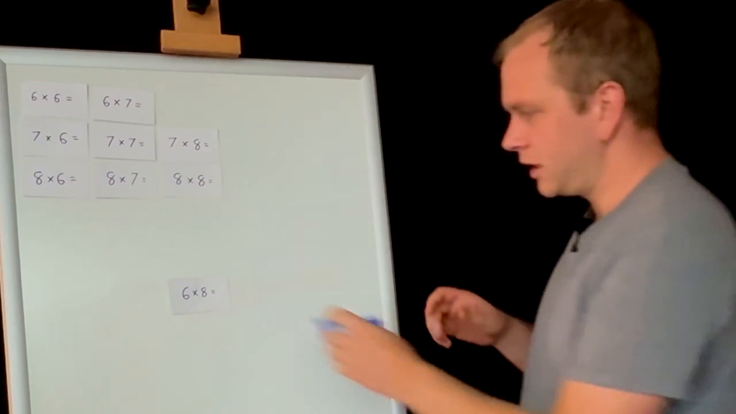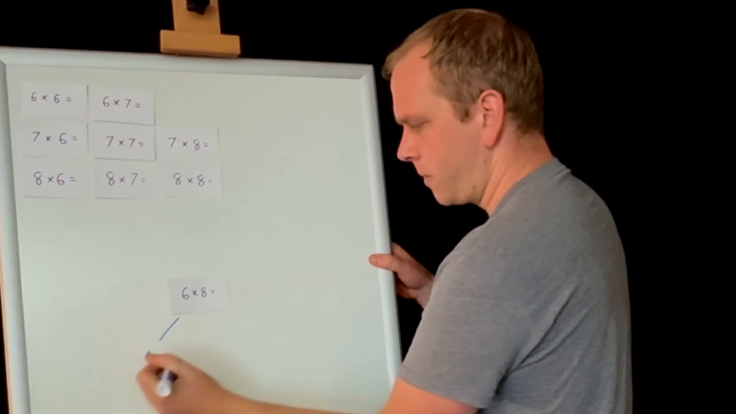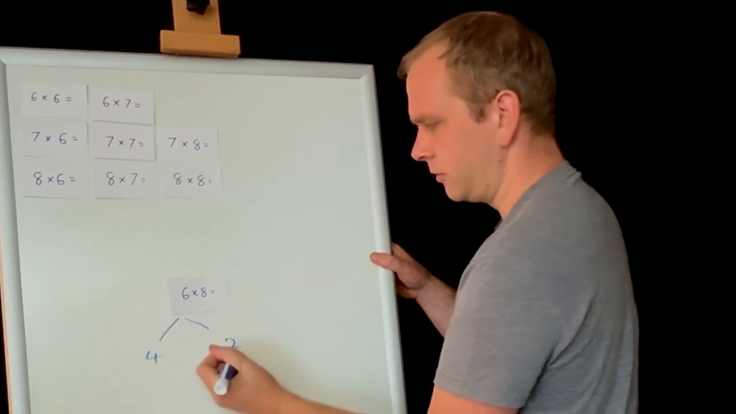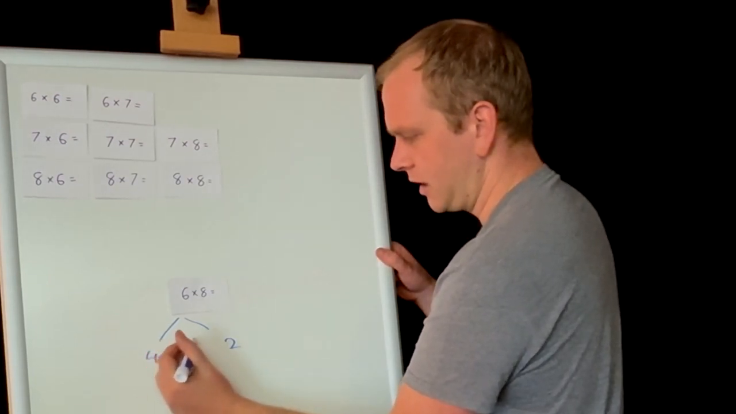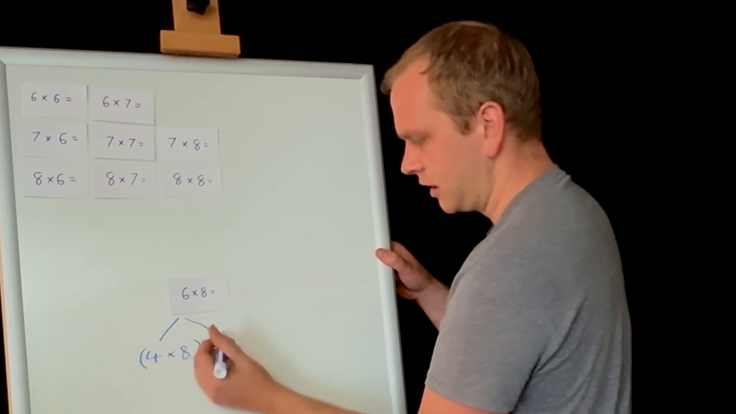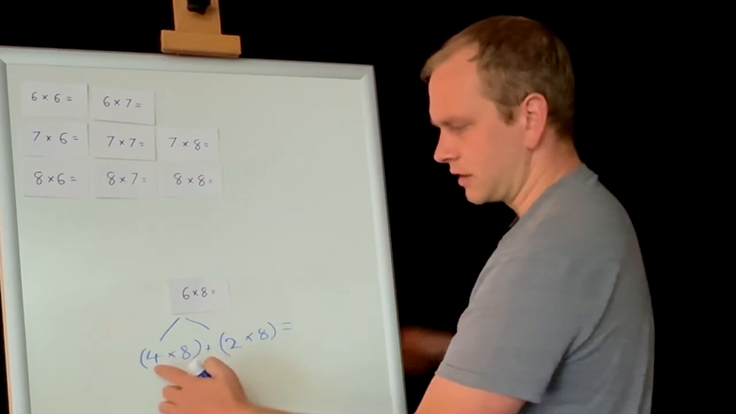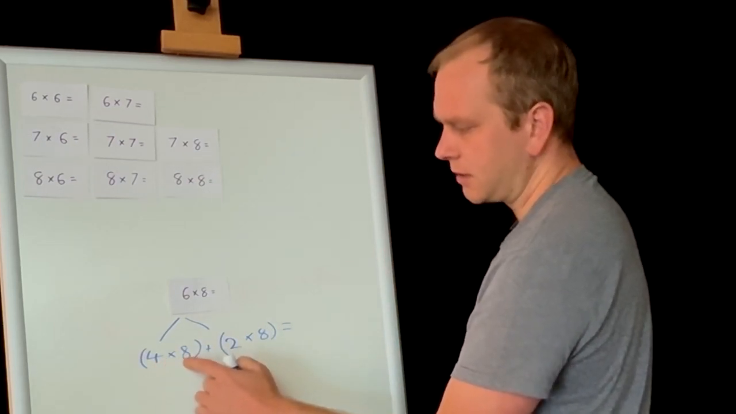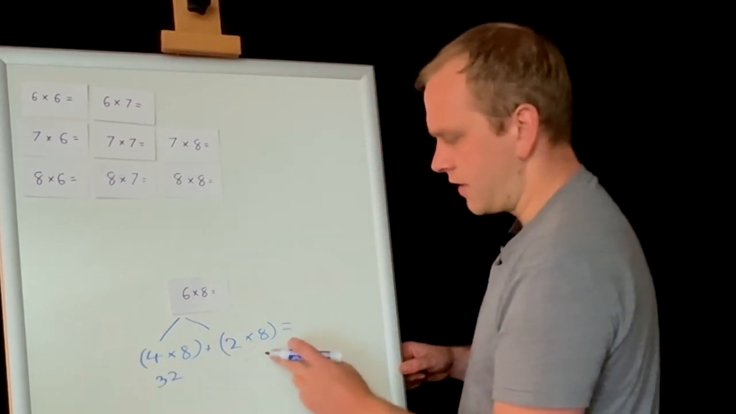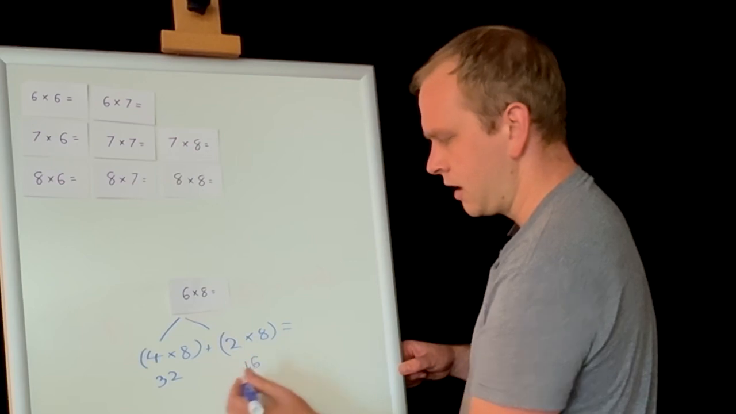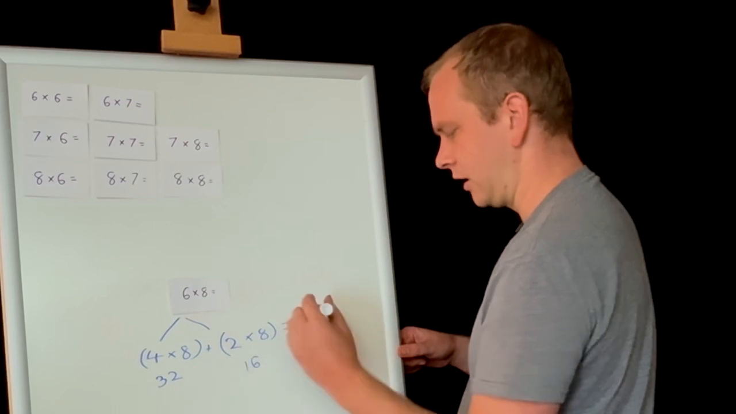All right, let's pick a different one. Let's do 6 times 8. I'm going to choose to split up my 6 into a 4 and a 2. Again using the distributive property, I'm going to go 4 times 8, put that in brackets, plus 2 times 8, equals. Because I've got my times 4, I can double. Double 8 is 16, double 16 is 32, and then double 8 is 16 here. Add those together, and I've got 30, and one more 10 is 40, 6, 7, 8.